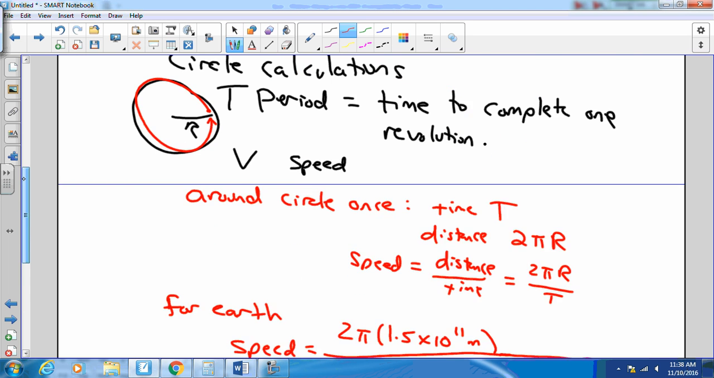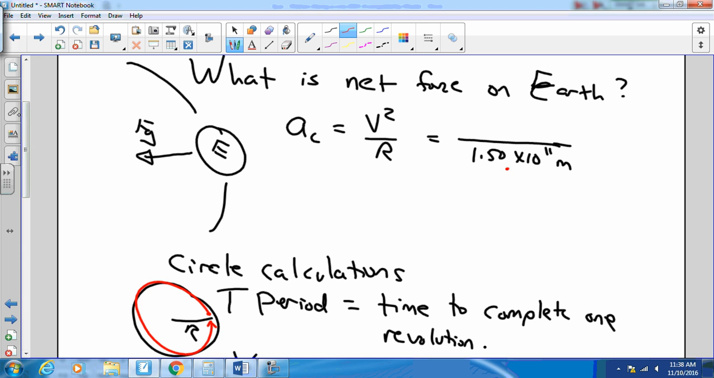All right. So we've got our speed, and now it's just a matter of plugging it in: 3 times 10 to the 4th meters per second. Let's see if we can do this in our heads. 3 times 3 is 9, divided by 1.5 is 6. 10 to the 4th squared is 10 to the 8, divided by 10 to the 11th, is 10 to the negative 3rd.